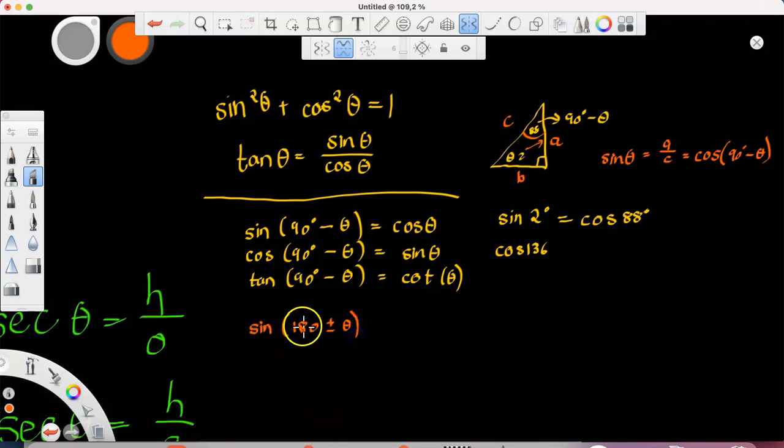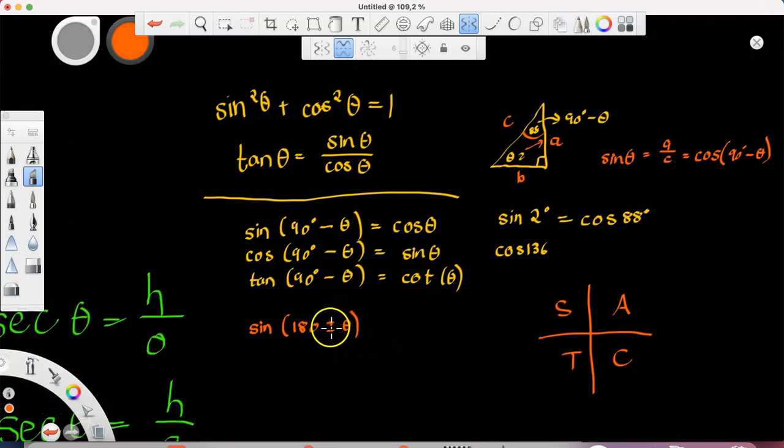Okay, sine of 180 degrees plus or minus theta. It now depends, and again, it helps that you know these things. You shouldn't need your CAST diagram. You should know it off by heart. But the CAST diagram helps us to determine why that is so.